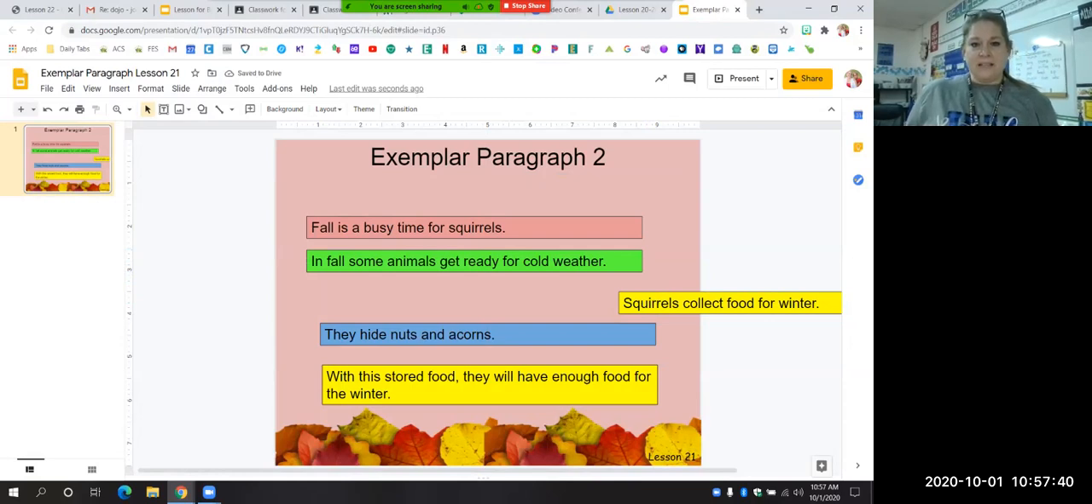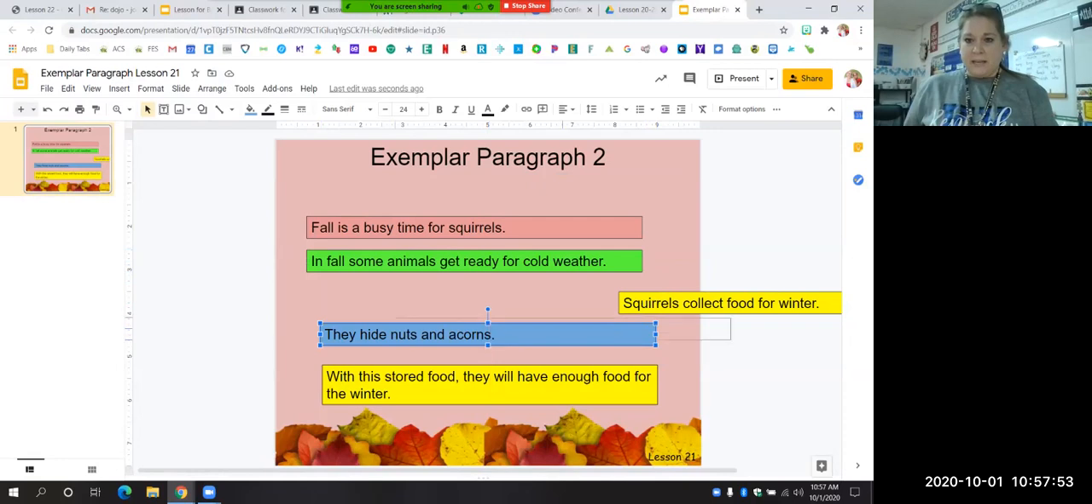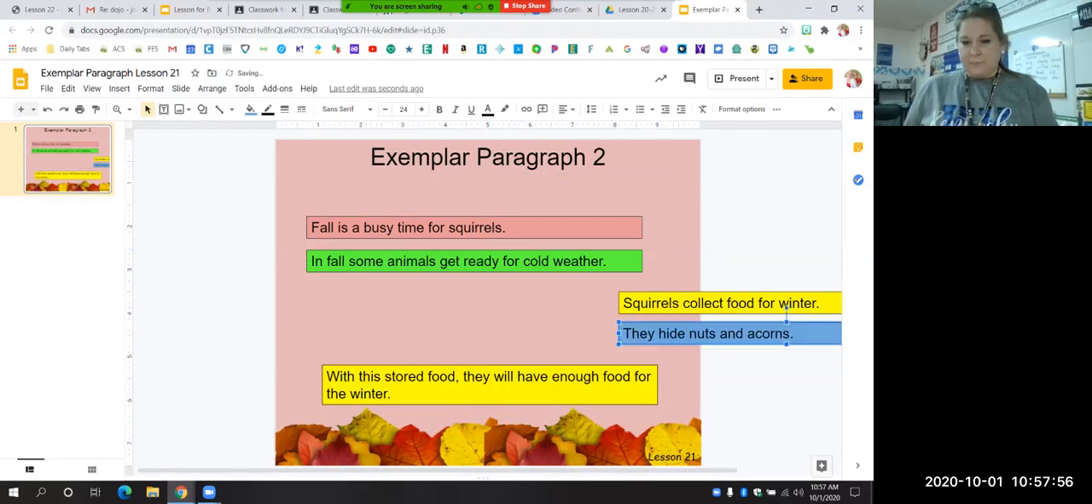They hide nuts and acorns. Well, who do we know that hides nuts and acorns? Squirrels do, right? So this also seems like a very small detail. So I think this is going to be our second piece of evidence.